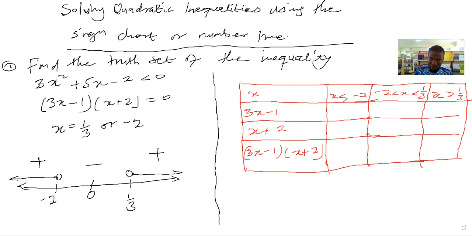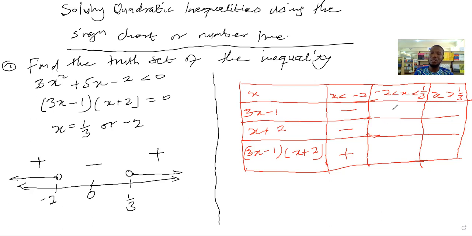So here, we are going to pick numbers in these regions. So in the table, we'll pick numbers less than -2. And again, I'll just pick -3. So when I put -3 here, 3 times -3 is -9. Negative 9 minus 1 is negative 10. So that is negative. Then I put the same negative 3 here. Negative 3 plus 2 is negative 1. So also negative. But when I fix the negative 3 in the whole expression, we solved that earlier in this video. So that will give us a positive number.